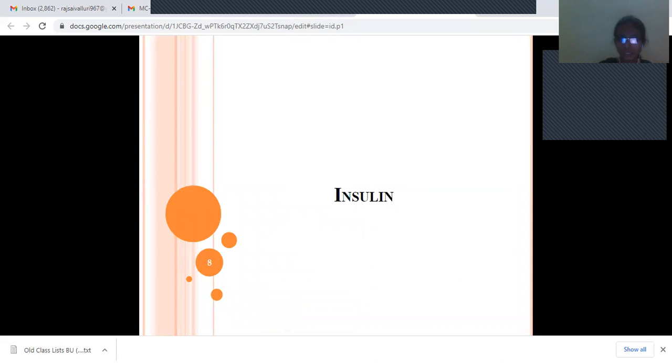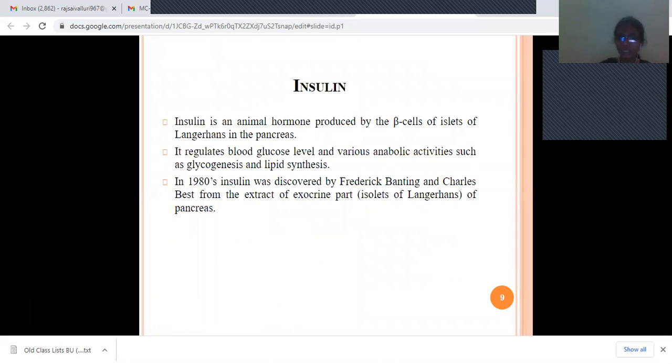Next, let's see what insulin is. Insulin is the hormone which is produced in the beta cells of the islets of Langerhans in the pancreas. This we have already learned in the first year of anatomy, right? So insulin is mainly produced in the pancreas. It regulates the blood glucose level and various anabolic activities such as lipid synthesis and glycogenesis.